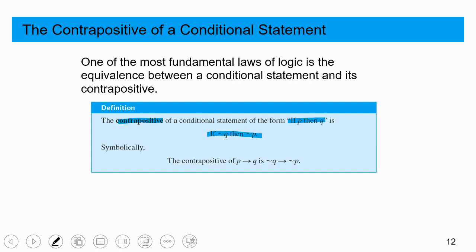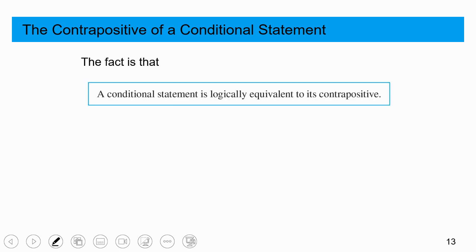And so we could use the if then, but we could also use arrows. So if P then Q can be written as P implies Q, which is logically equivalent to not Q implies not P. So again, to emphasize, a conditional statement is always logically equivalent to its contrapositive.